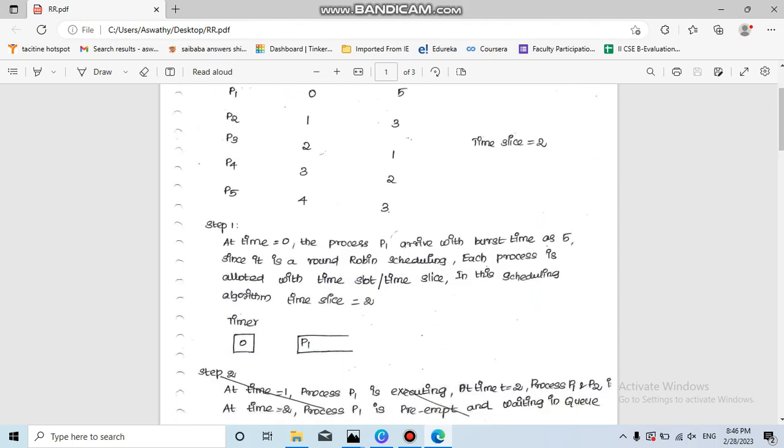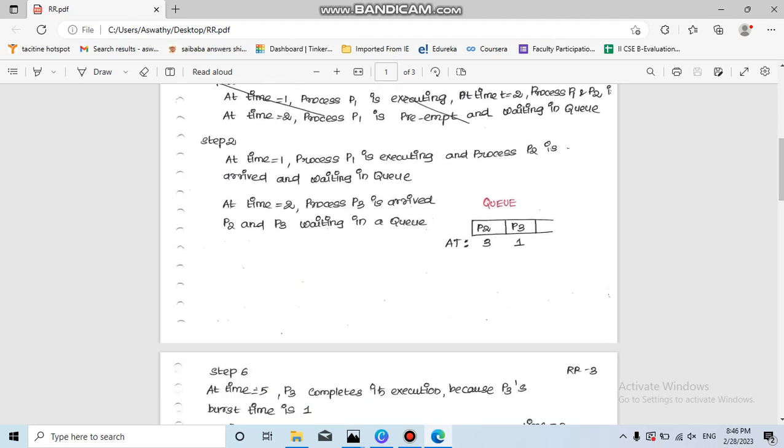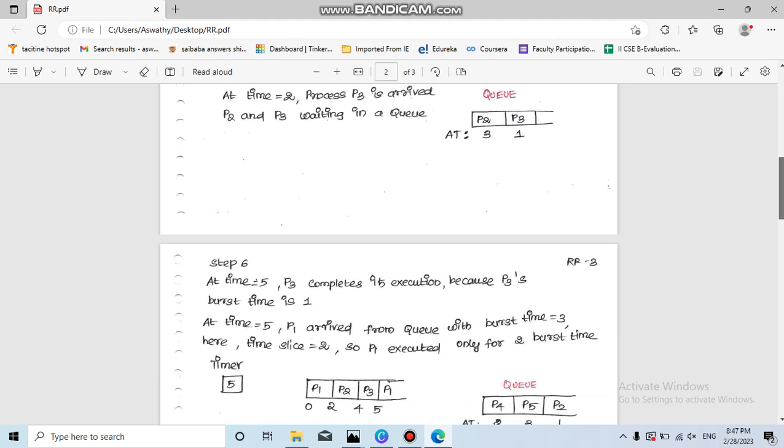At time 0, P1 enters the queue. At time 1, the process P1 is executing and process P2 arrives and waits inside the queue. At time 2, the process P3 arrives while P1 is still working, so P3 waits inside the queue at the back of P2 with burst time 1.